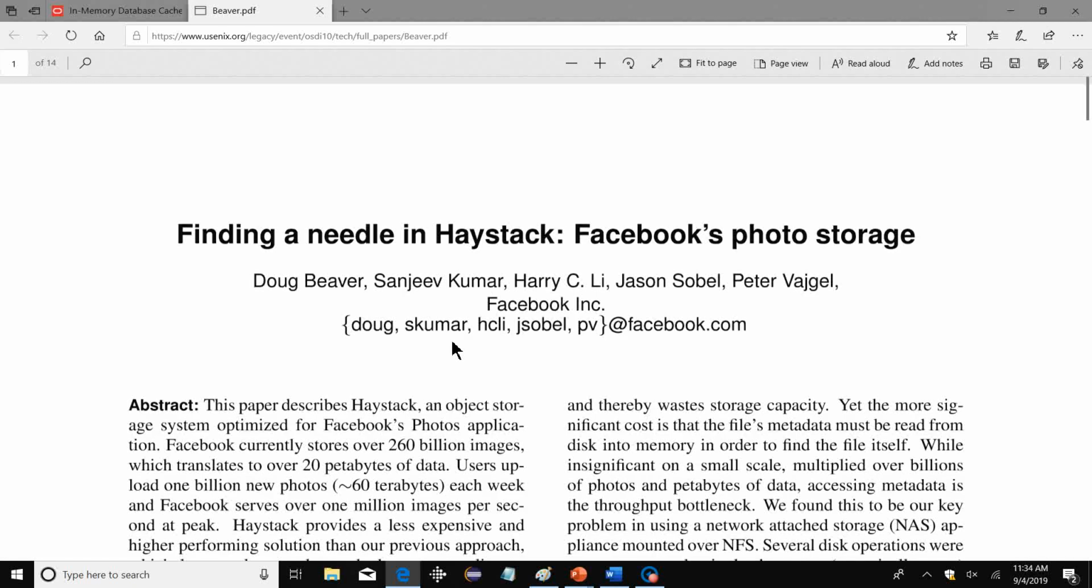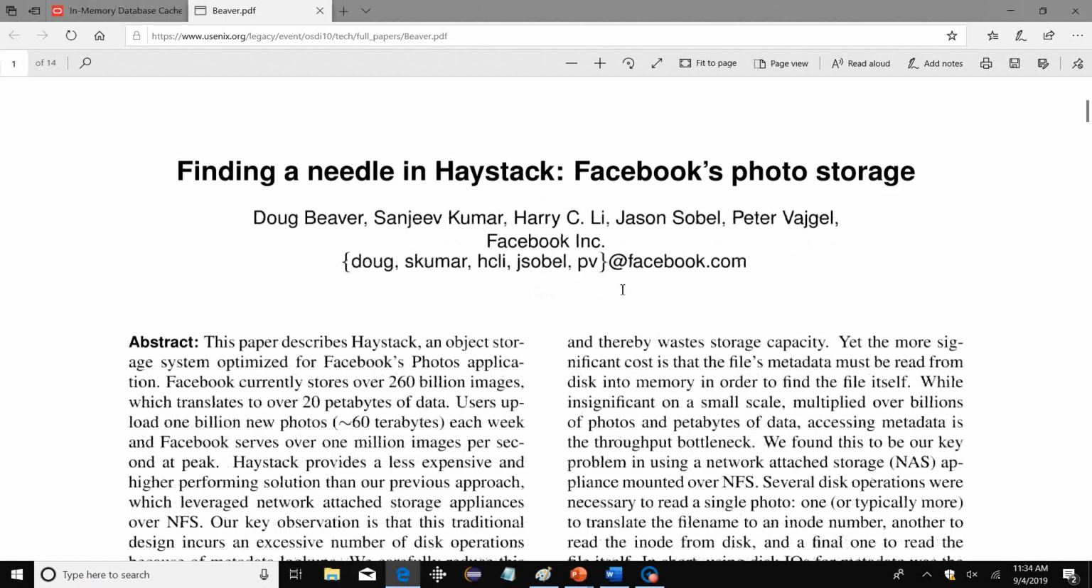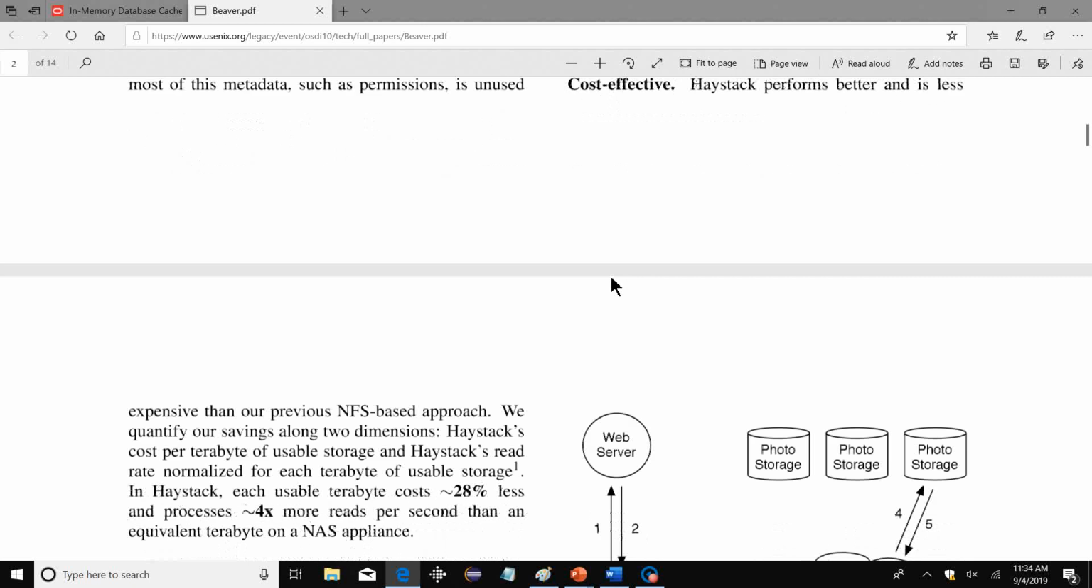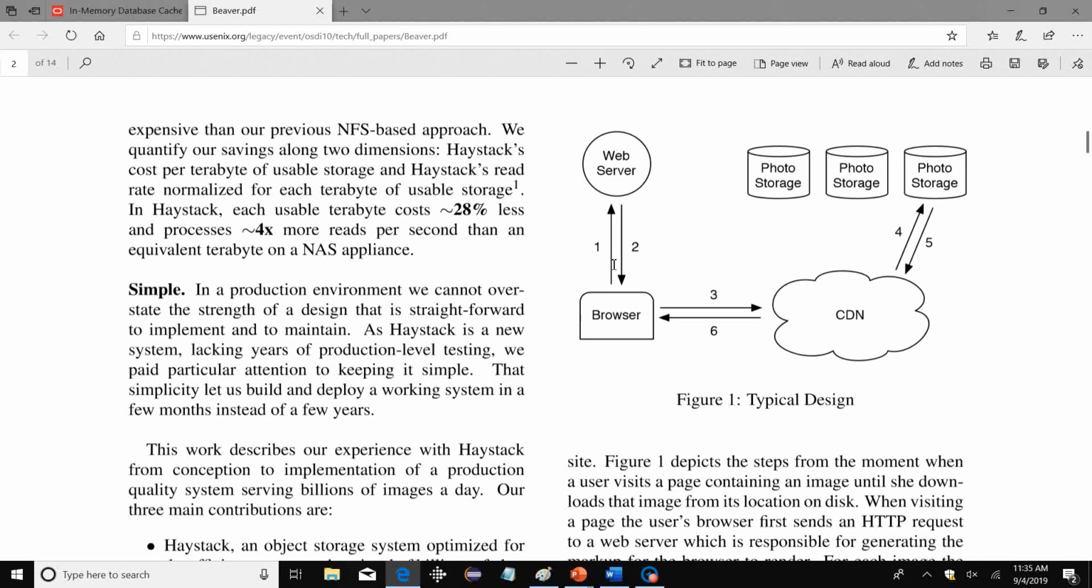All right. So this one, I believe, I have a bunch of links, articles about how it works, and a couple of conference papers. But this is the one, finding a needle in a haystack. So this has some good images that are relevant.